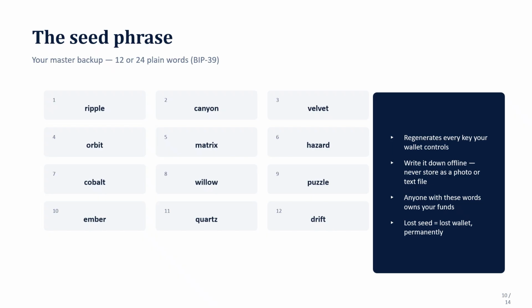Now we are going to see about seed phrase. Whichever type you use, it typically reduces to one seed phrase, a sequence of 12 or 24 ordinary words, standardized under BIP 39. This single phrase can regenerate every key your wallet controls. Write it down offline on paper or engraved metal, never as a photo or a text file on a connected device. Anyone who has these words owns everything in the wallet. What if you lose them? Then funds are gone permanently. No password reset exists.